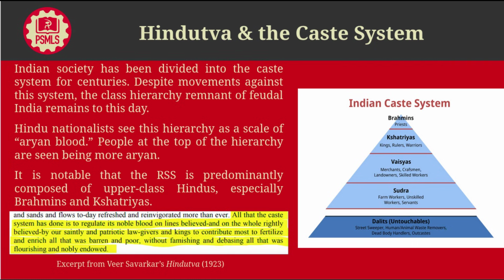And even below that caste is what most people think of when they think of the caste system, the Dalits, the untouchables. So they're people who had very undesirable jobs in Indian society, like sweeping the street, removing human or animal waste, handling dead bodies. They were basically treated as outcasts.